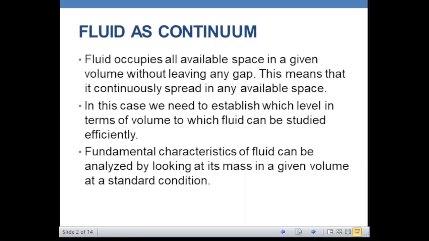Alright, so this time we will be talking about fluid as continuum. In our previous discussion, we discussed the characteristics of the fluid. As we know, we have two different types of fluids: the liquid, and the gas, matter in gaseous form. And we already understand that fluid occupies all available space in a given volume without leaving any gap.